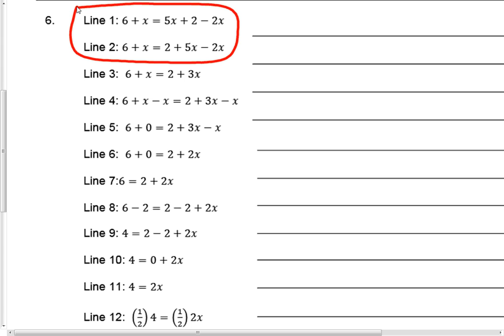Please circle the first 2 lines. Please circle the first 2. As soon as I start talking, you've got to be listening. You guys will have plenty of time to chat when you are working on your homework.